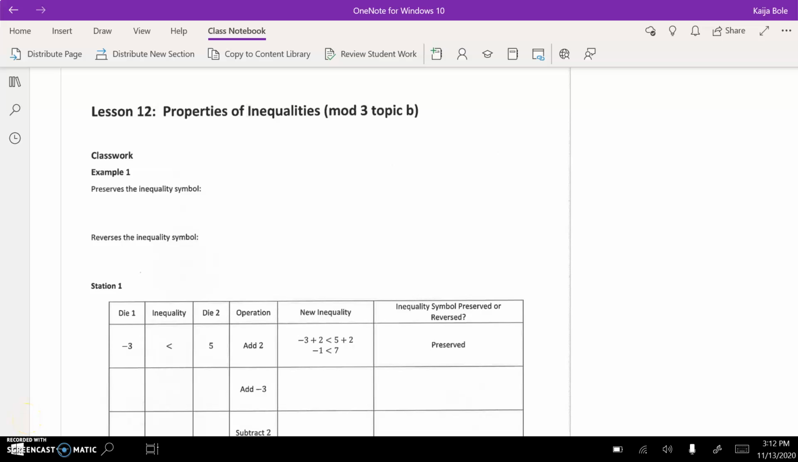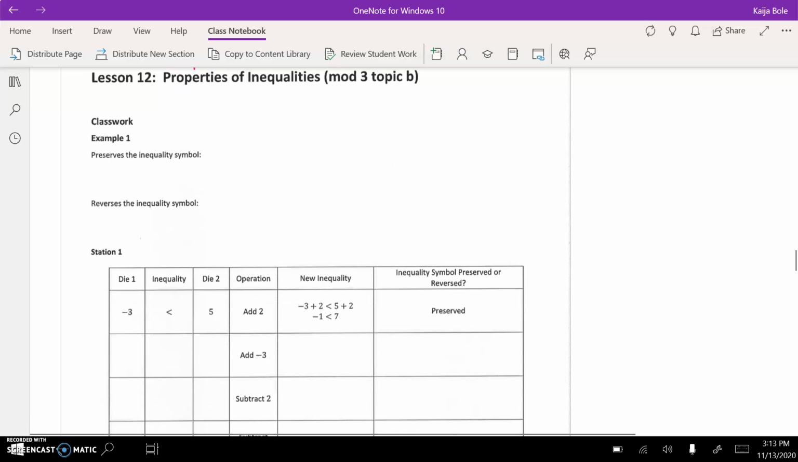Alrighty, here we are on the 3.12 day one note. So technically this is day one because the day two page says day two on it. Properties of inequalities.